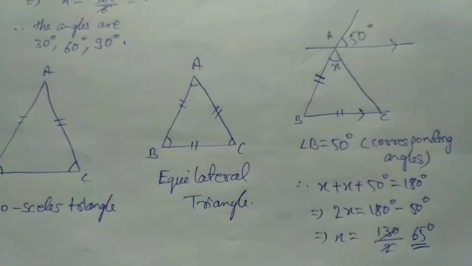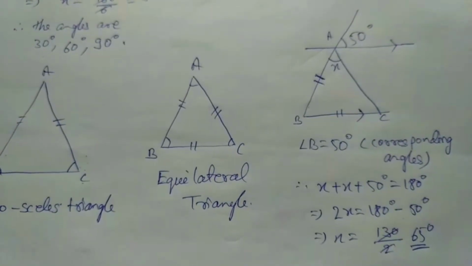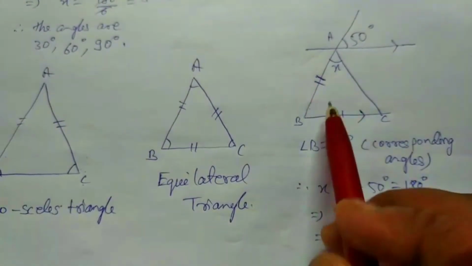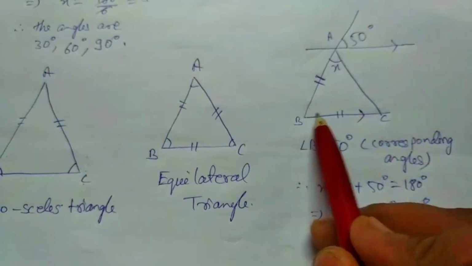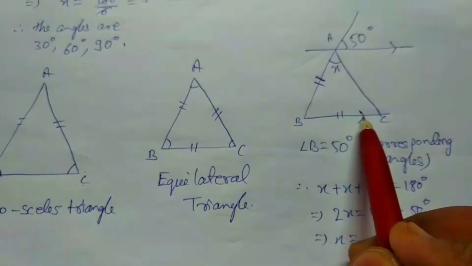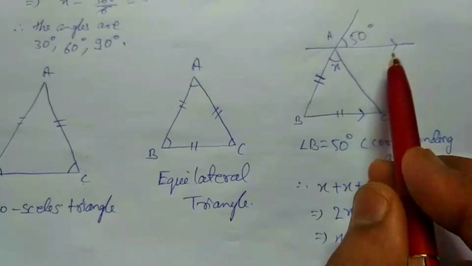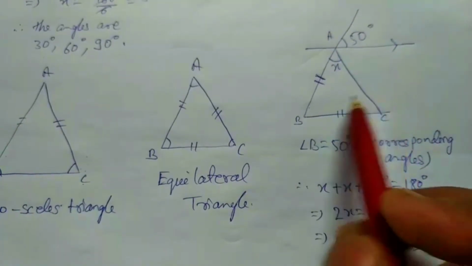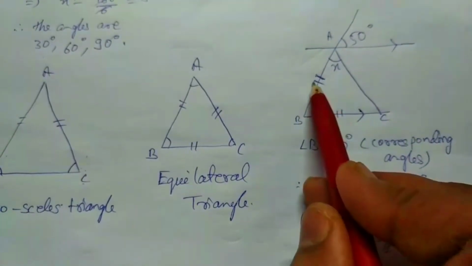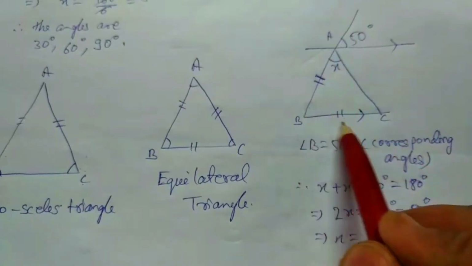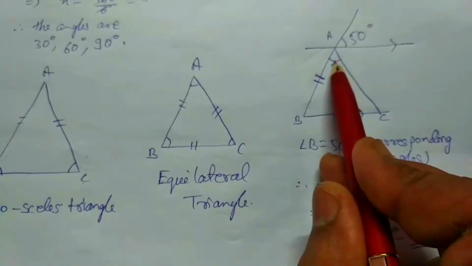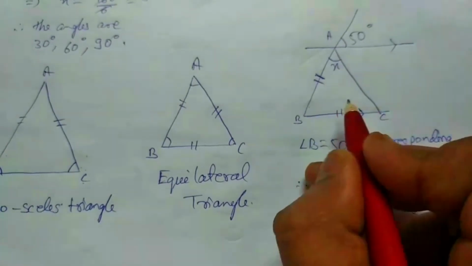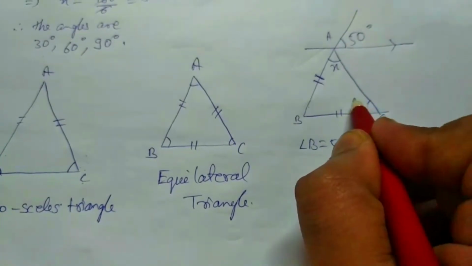Now look at this question. In this question, you have to find the value of x. Now you can see in this diagram, these two lines are parallel. Okay, if you see these type of arrows, you have to understand that the lines are parallel. And these two sides are equal. That means it is an isosceles triangle. So if this angle is x, then this angle will also be x.